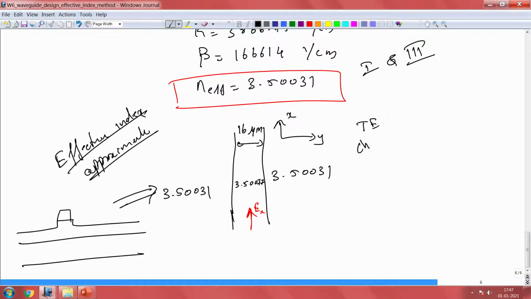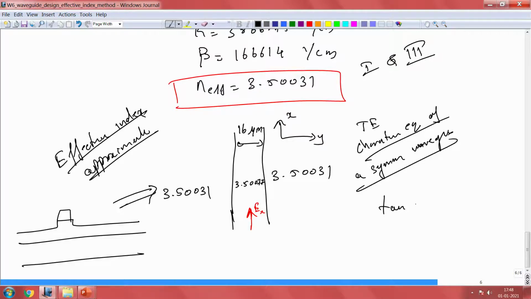Okay. So we need to use the TE characteristic equation of a symmetric waveguide. Alright, because of a symmetric waveguide, our ky h3 in this case divided by 2 equal to gamma y, right, ky. Alright. So, this is our characteristic equation here.